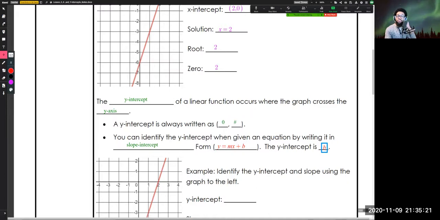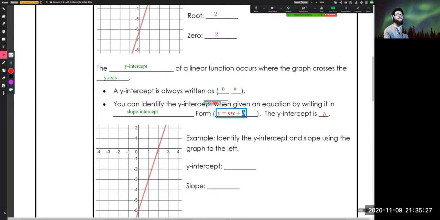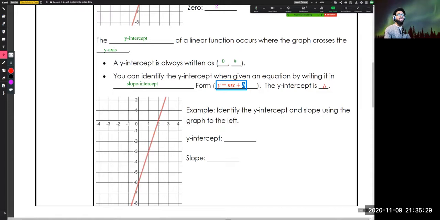And that's why it's called slope intercept, because we're given our slope, which is m, and our intercept, which is b. Okay, so now let's look at an example. Example says, identify the y-intercept and slope using the graph to the left. So we know how to count graph or count for slope. Let's start off looking at the y-intercept.